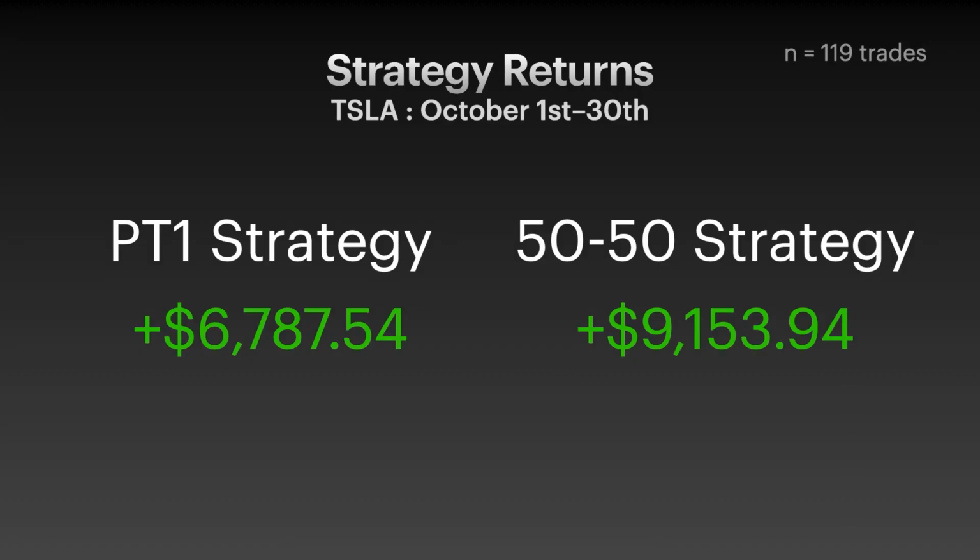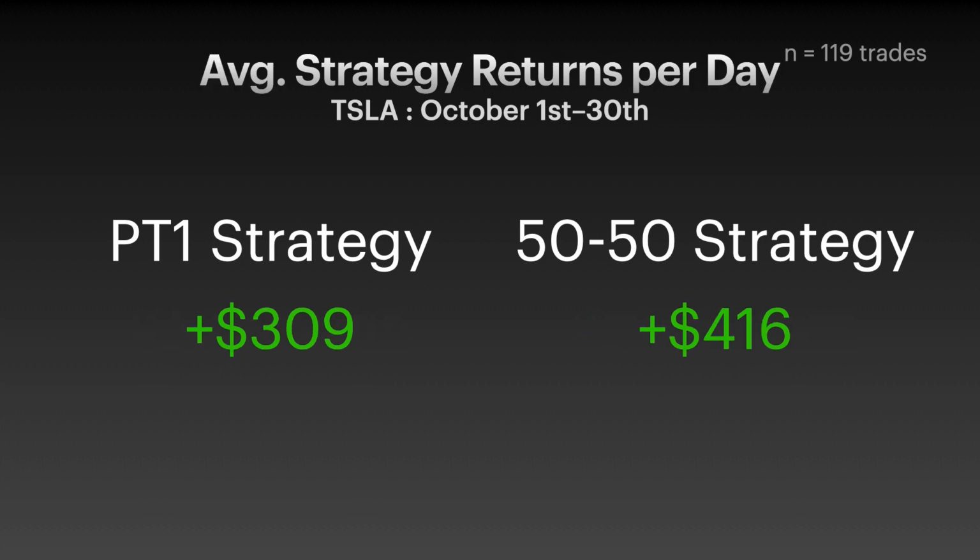Now for the total profit for the month of October trading Tesla. By sizing my position such that I was risking $250 at the stop loss, the profit target 1 strategy profited $6,788, and the 50-50 strategy profited a total of $9,154. That's $309 and $416 per day on average.